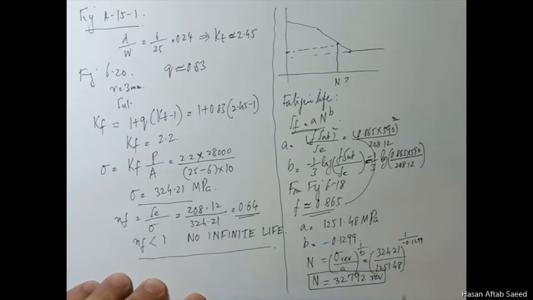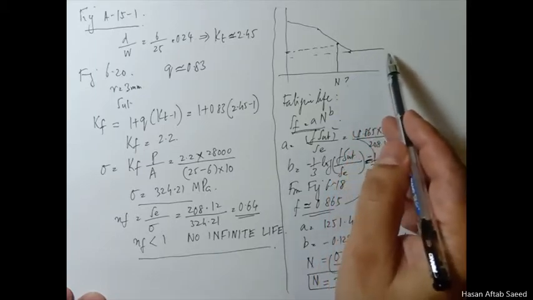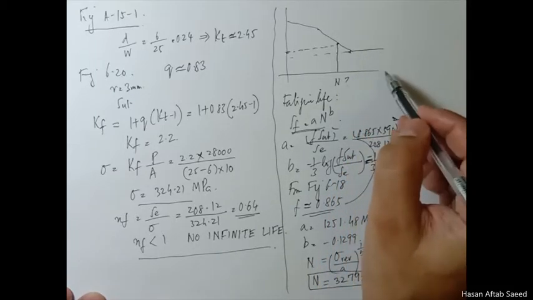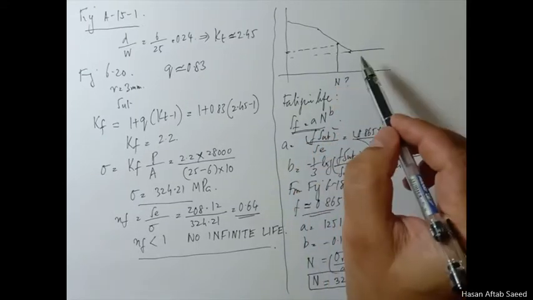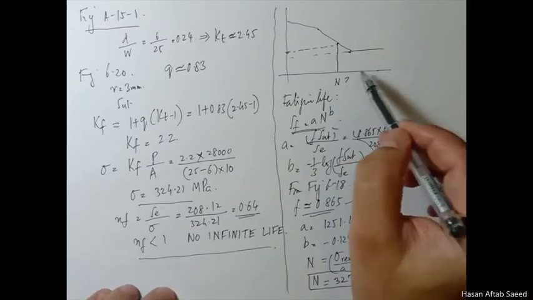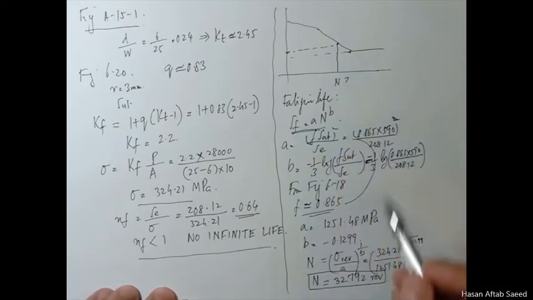So this is the answer for your part B. Part A, no infinite life. Part B, if there's no infinite life, then obviously it should have some life less than 10 raised to the power 6. Because after 10 raised to the power 6, we have this assumption, which is quite reasonable in the case of steels, that it should last after that. So N should be less than 10 raised to the power 6.